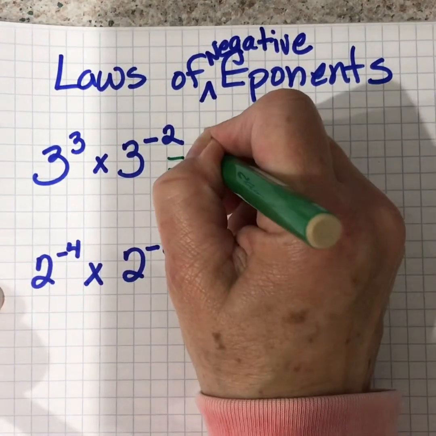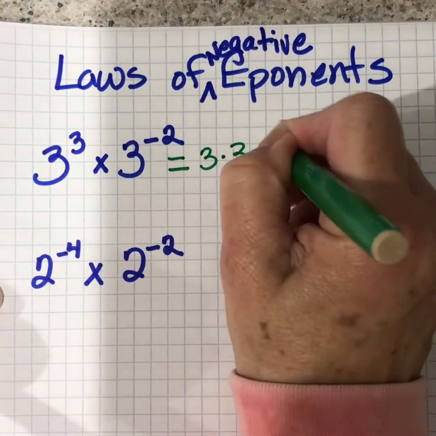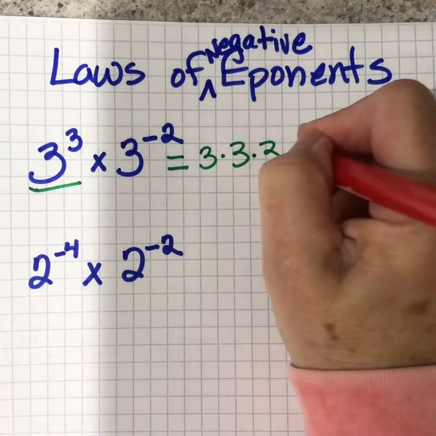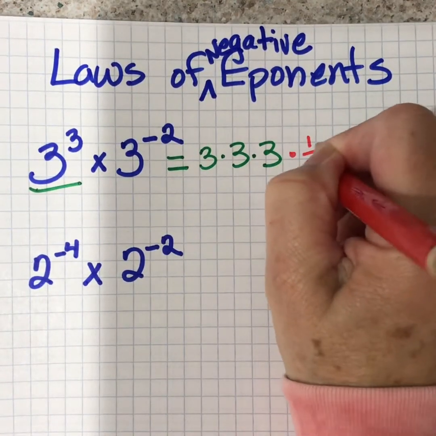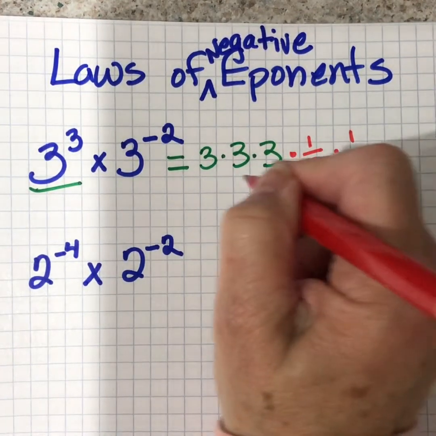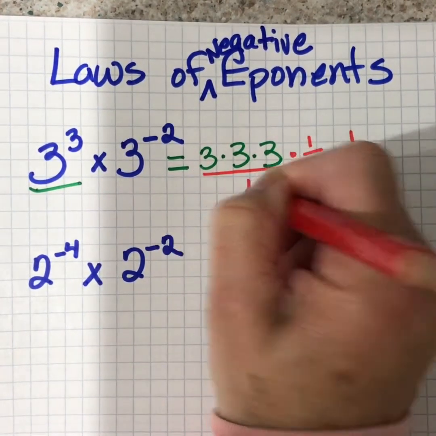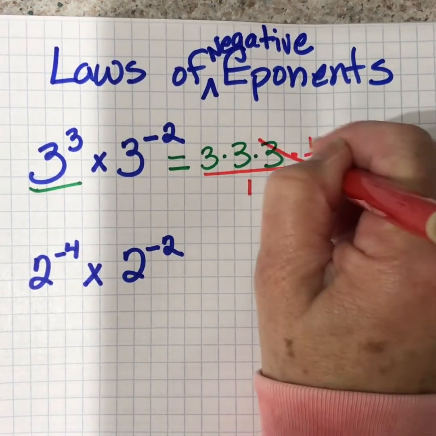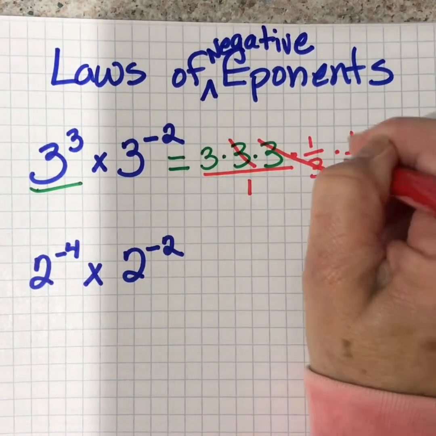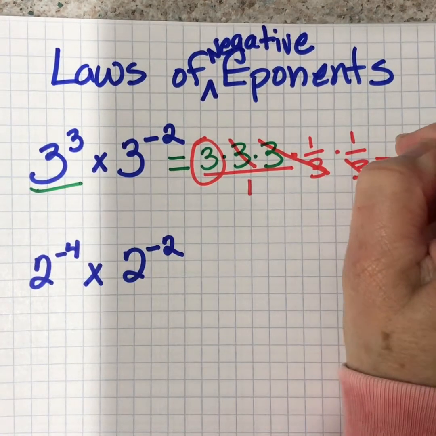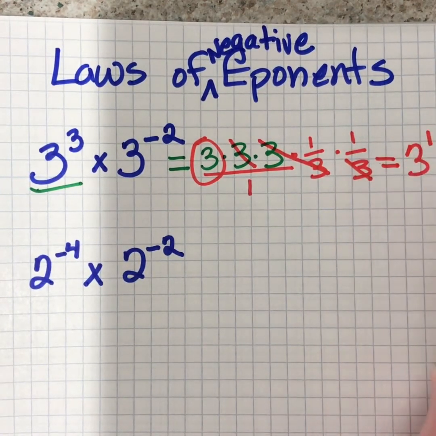We could write this out in expanded form as 3 times 3 times 3 for 3 to the third power, times 1/3 times 1/3. When we simplify, we could put all these 3's over 1 because 3 over 1 is the same as 3, and look for the giant 1. 3 divided by 3 and 3 divided by 3. That leaves us this 3 on its own, and the answer is 3 to the first power, or just 3.